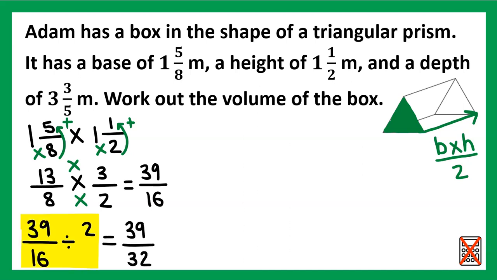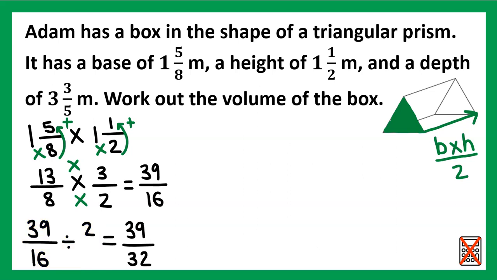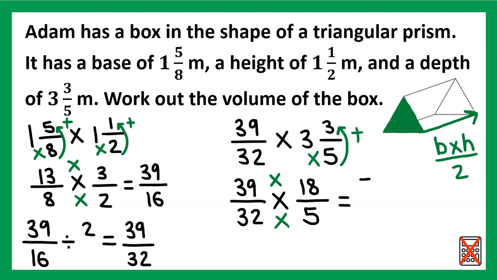This calculation is the same as using keep, change, flip and doing 39 over 16 multiplied by 1 over 2, and you can see that multiplying the numerators gives me 39 and the denominators gives me 32. Lastly, I can work out the volume by multiplying this by the depth, so taking 39 over 32 and multiplying this by 3 and 3/5, changing the mixed number to an improper fraction, 39 over 32 multiplied by 18 over 5. 39 times 18 is 702, and 32 times 5 is 160.